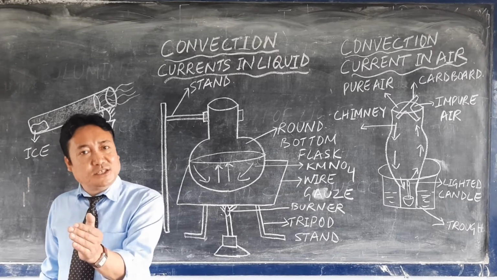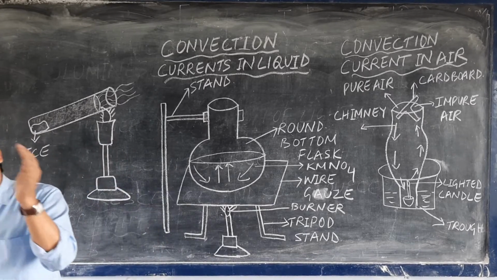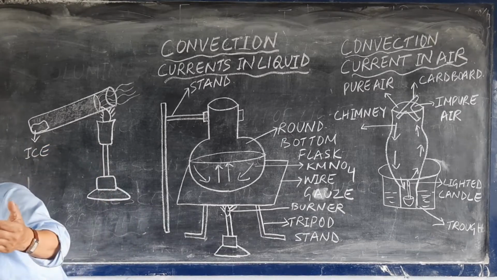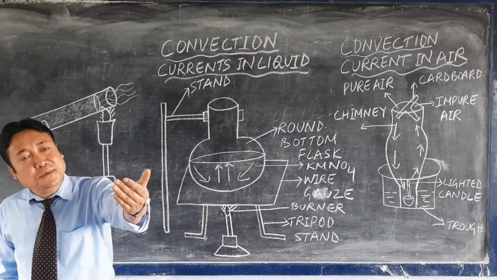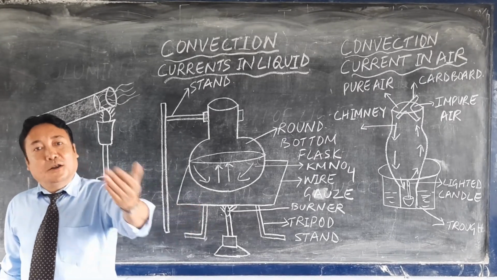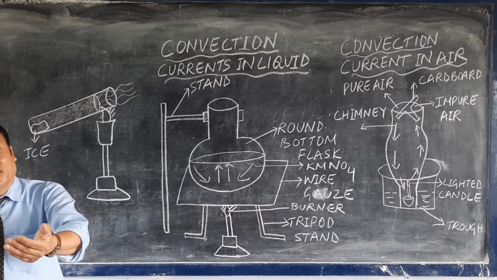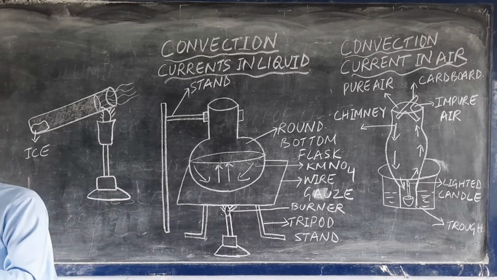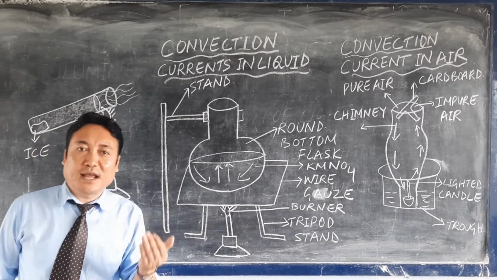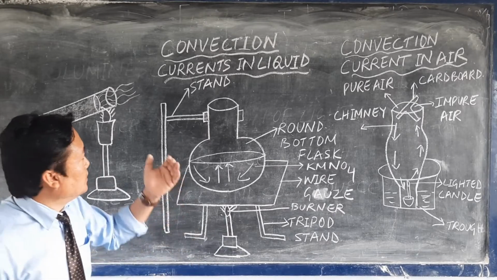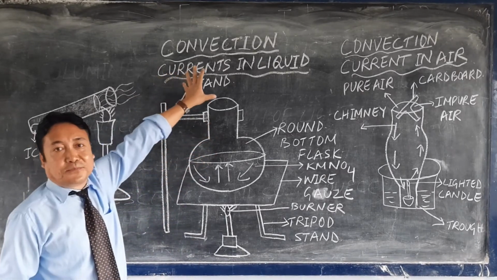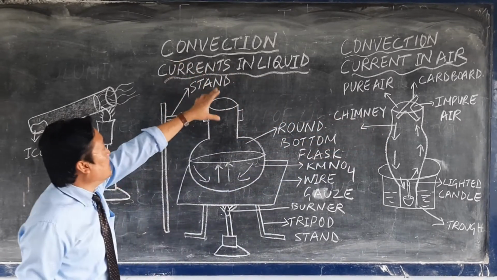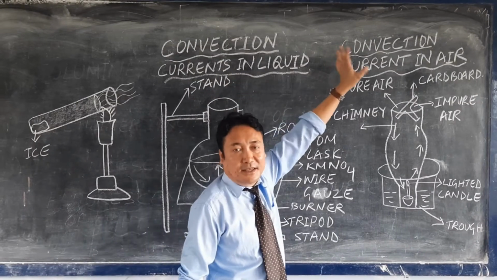So when we come to the definition of convection: convection is the movement of warm air away from the hotter object, along with the flow of cooler air near to the hotter object, and it is called the convection current. So this is known as the convection current. Let us follow the example of the convection current. We will follow two experiments here: convection current in a liquid, and the other one is convection current in air.